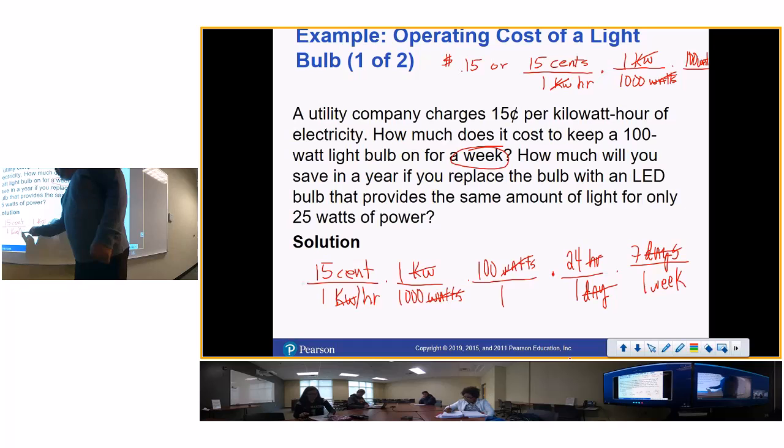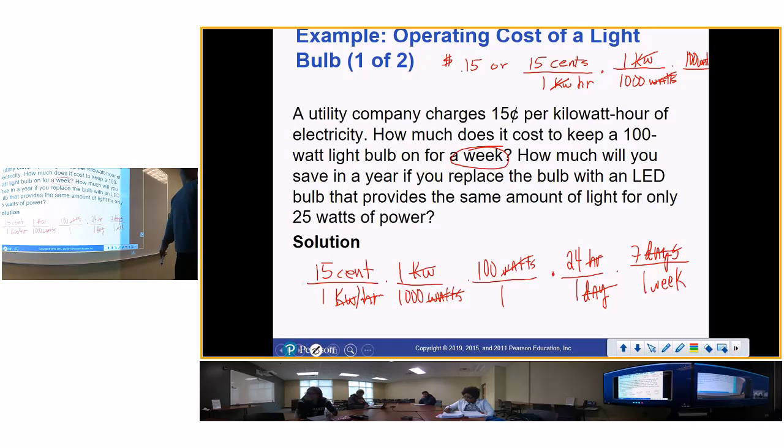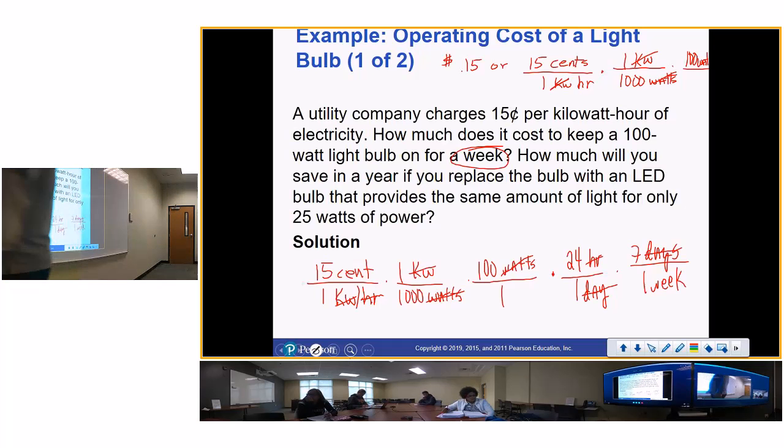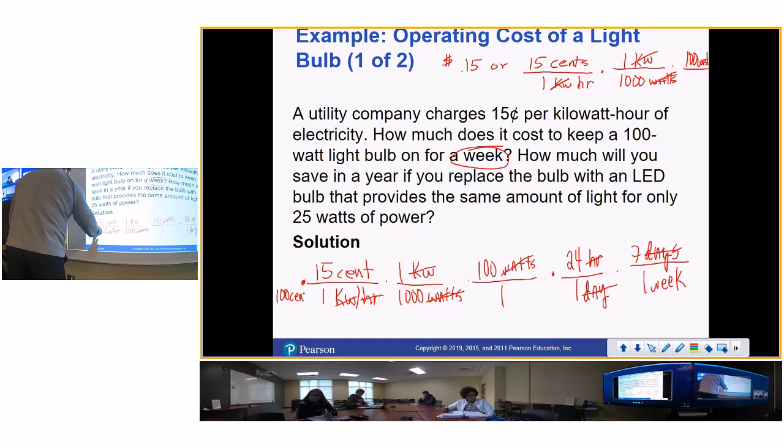So somebody tell me what units we have left. Cents per what? Per week. Wait a minute. That's going to be a lot of cents. So what do we need to do? We need to get rid of cents. How many cents are in a dollar? 100. 100 cents are in one what? $1.